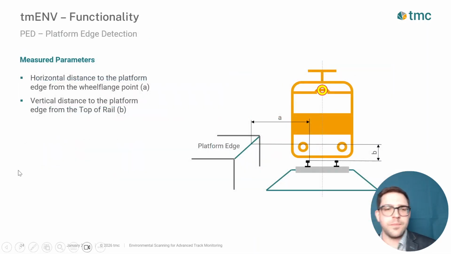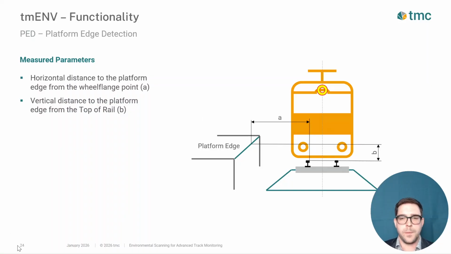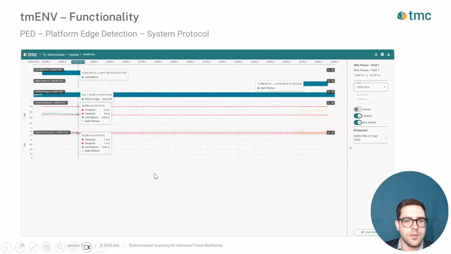The last feature from our standard algorithms I want to show you is the platform edge detection. Platform edge, clear: we are measuring the horizontal distance to the platform from the wheel flange point and also the vertical distance to the platform from the top of rail. How does this look?